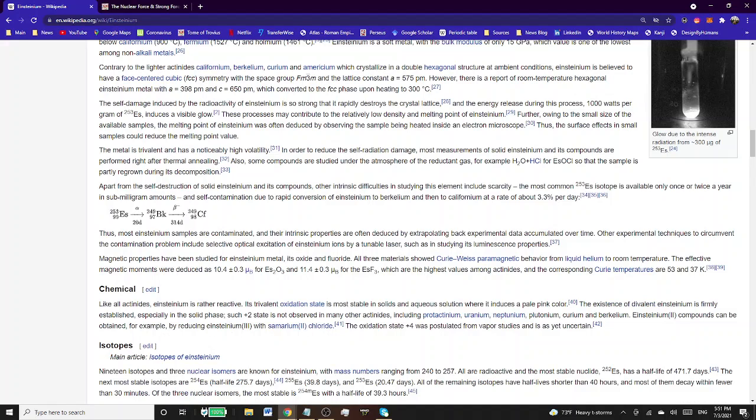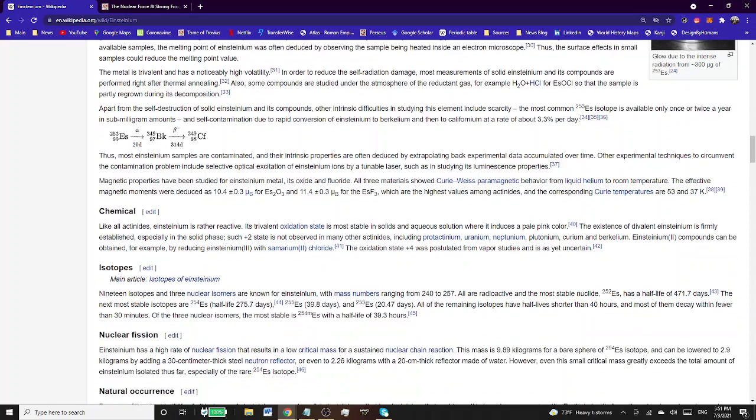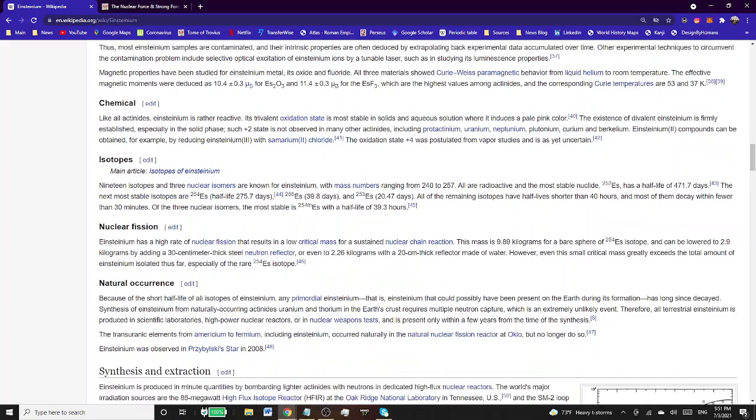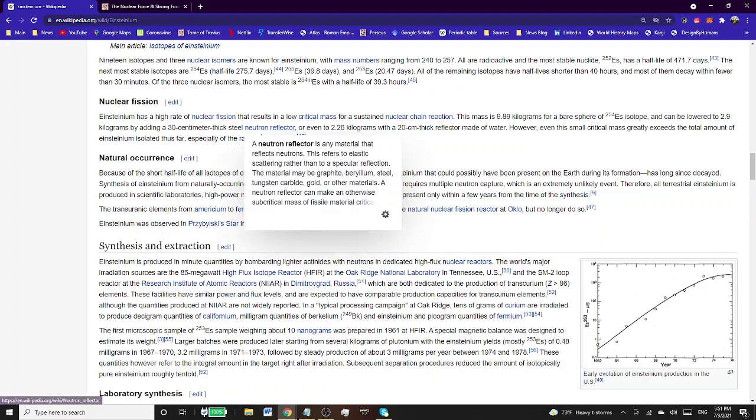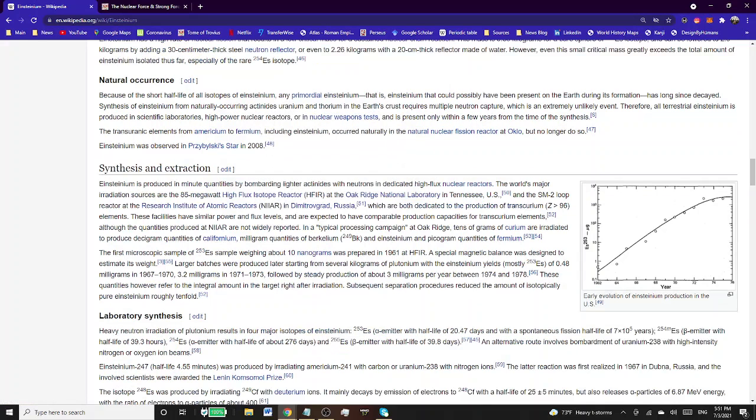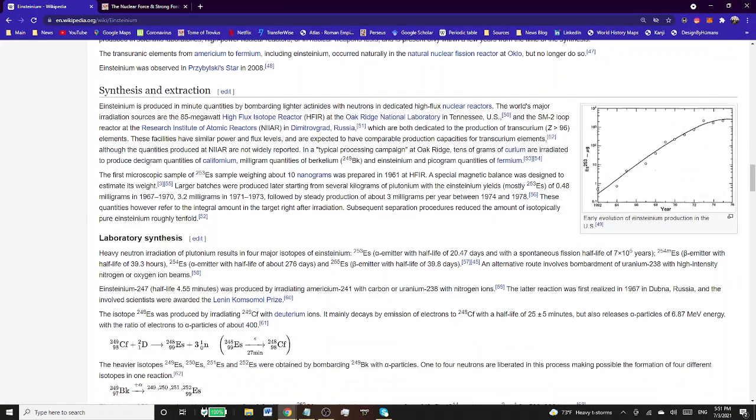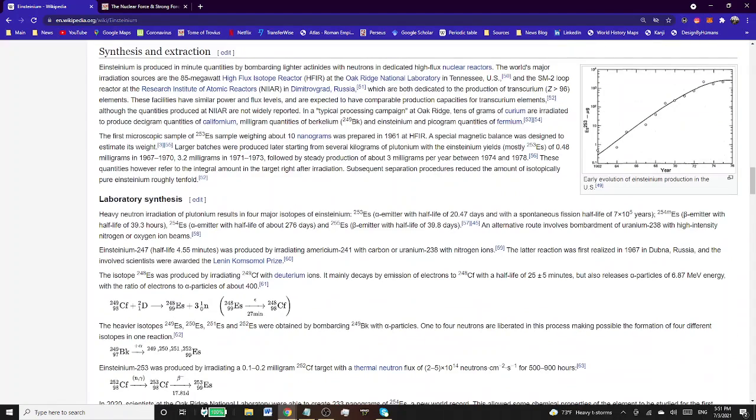It is volatile. There is self-damage because it is so strong, it will destroy the crystal lattice and radiate massive amounts of energy. Is there anything you can do with this? It's very good for nuclear fission, of course. It breaks itself apart. I'm not quite certain what you would do with this, though.